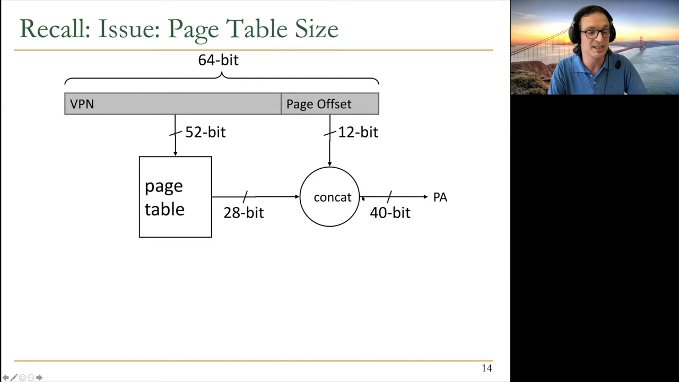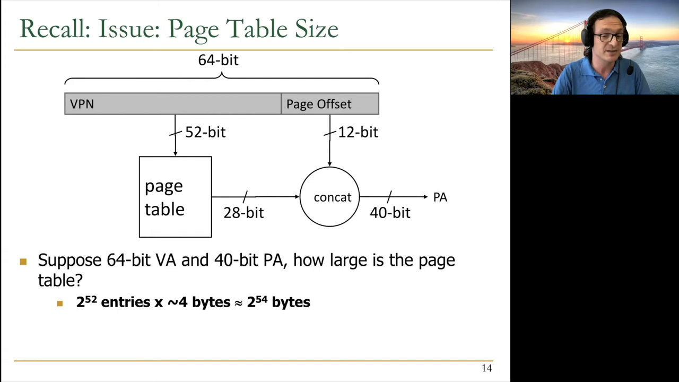Then your page table needs to do a translation from 52-bit virtual page numbers to 28-bit physical frame numbers, which means that it needs to have 2^52 entries. And assuming each page table entry is 4 bytes, this is 2^54 bytes. Now this is larger than your physical memory, right? And your page table needs to be stored in physical memory. So we have a problem here.